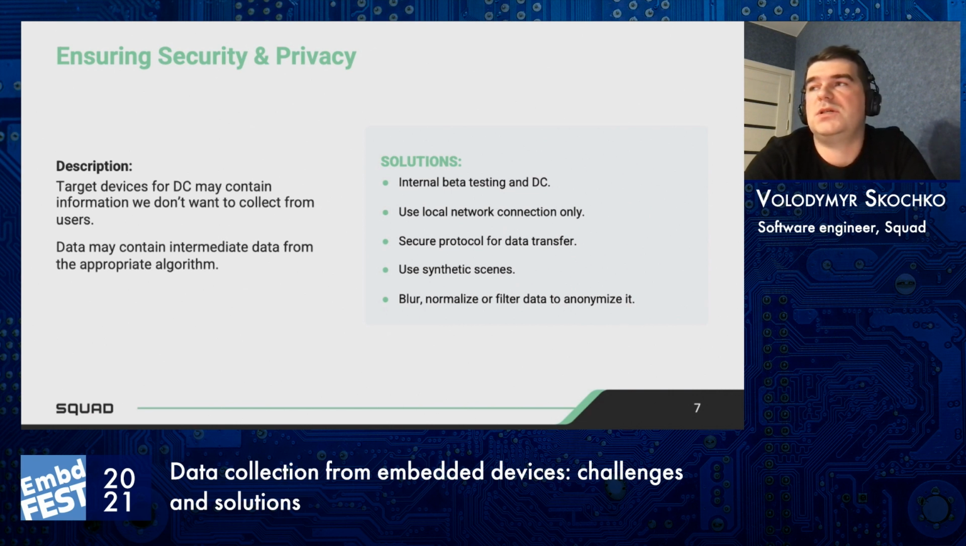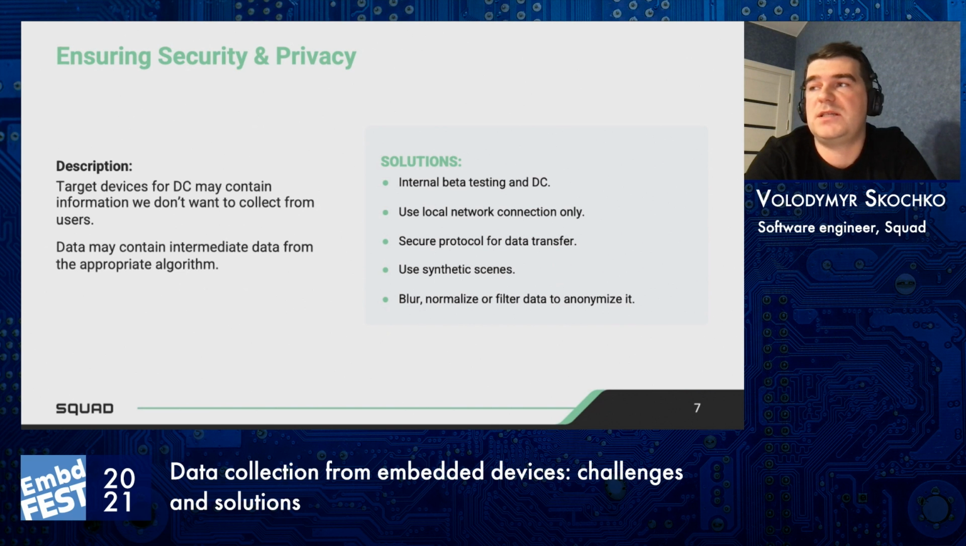The first one, use internal beta testing and data collection. So if you use devices of guys from your company, then the risk to violate security and privacy will be decreased. And the second one, you can use a local network connection only. This will eliminate almost all attacks to your data. Another thing, you should use secure protocol for data transfer to have your data safe.